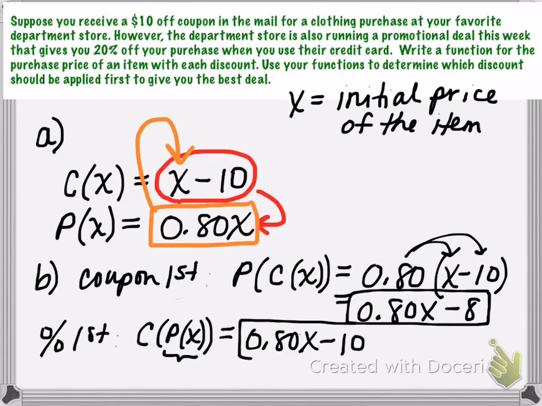Now we're comparing these two boxed functions. Which one is going to give us the smaller number? Well, they both have 0.8 times x, but you can see that in the percentage first equation, we're subtracting 10 compared with only subtracting 8 in the other equation. Therefore, we end up with the smaller value using the percentage first. So we've now proven that the best deal will always be to use the 20% off percentage first and then apply your $10 coupon.